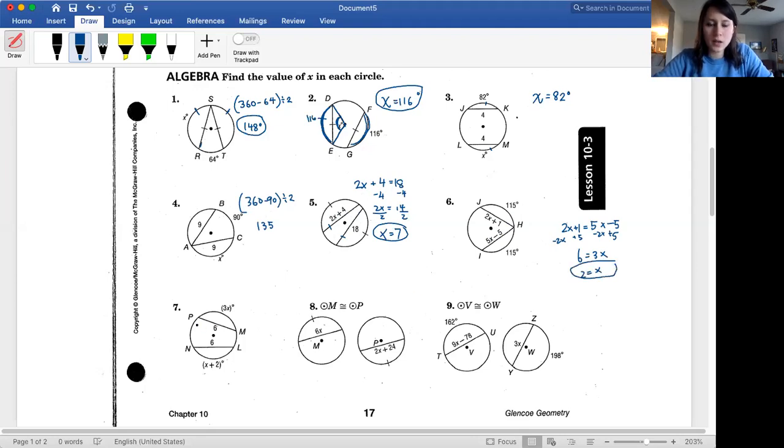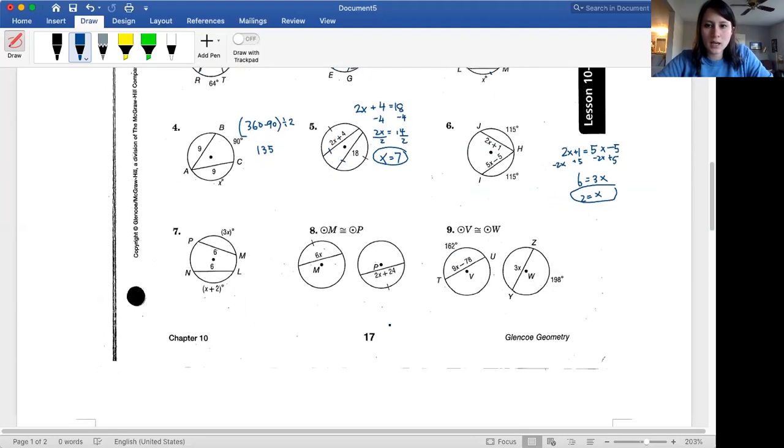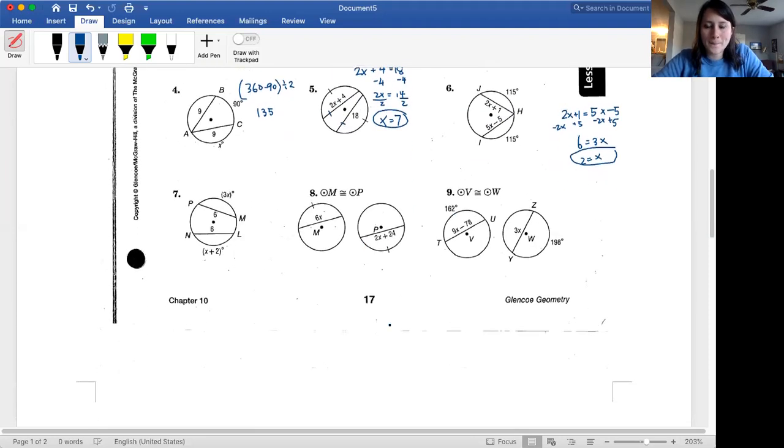All right, pause and work out 7, 8, and 9. Number 8 and number 9, there's 2 circles drawn. However, if you know that these arcs are the same, then you know that these chords will also be the same. So you can kind of bring these two together as having some relationship. And you know that it tells you that these two circles are congruent. And so because of them being congruent, you can trust that if the arcs are the same, the chords will be the same.